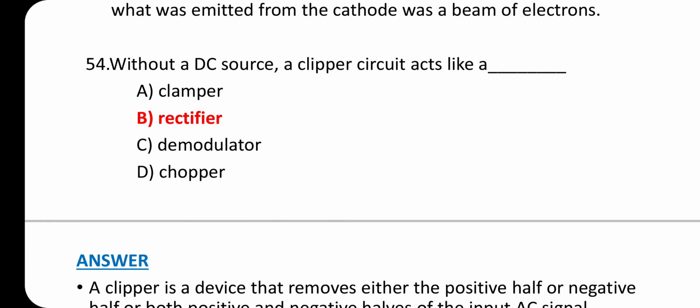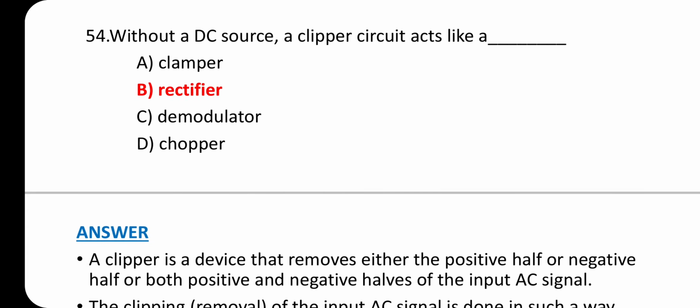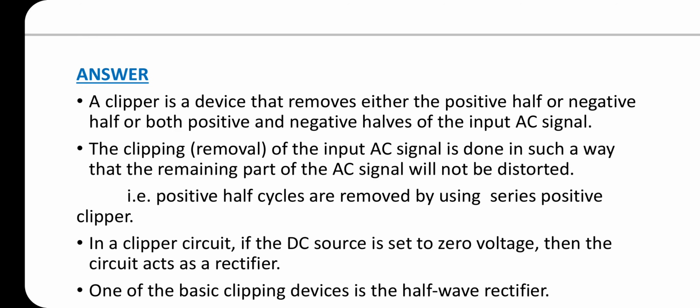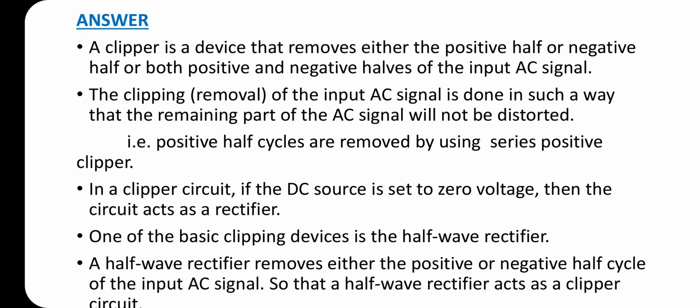54. Without a DC source, a clipper circuit acts like a dash. Answer is option B, rectifier. A clipper is a device that removes either the positive half or negative half or both positive and negative halves of the input AC signal. The clipping or removal of the input AC signal is done in such a way that the remaining part of the AC signal will not be distorted.